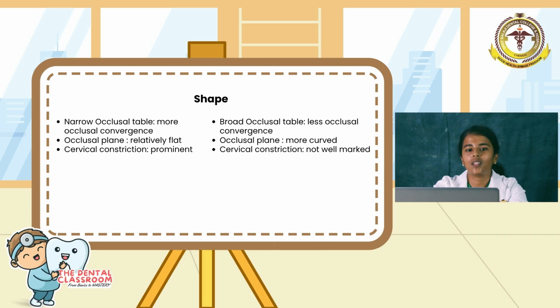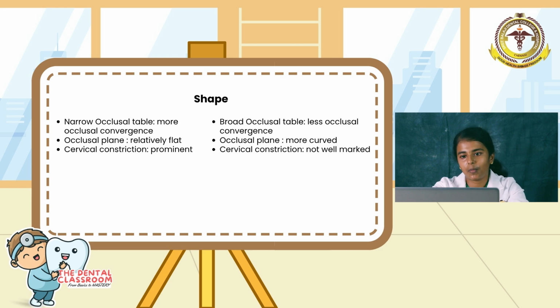So the next difference is in the shape. When we appreciate the occlusal anatomy of the tooth, the primary teeth will have a narrow occlusal table. This is mainly because of the convergence of the tooth on the buccal and lingual aspect; when it approaches the occlusal aspect, the inclination will be more, which leads to a narrow occlusal table.